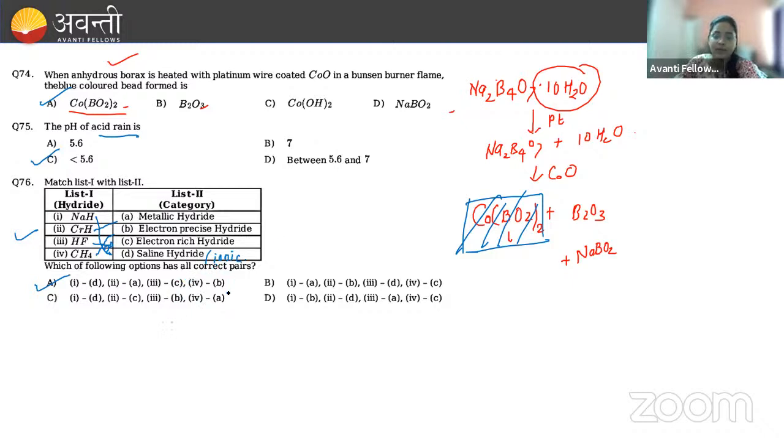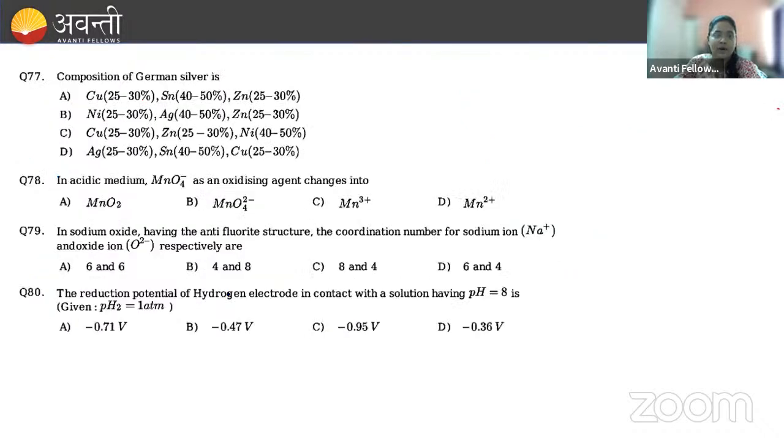Any doubt? Okay, we will move on to the next question. Composition of German silver. German silver contains copper, nickel, and zinc. Copper is present around 25 to 30%, zinc is again 25 to 30%, but nickel is around 40 to 50%.